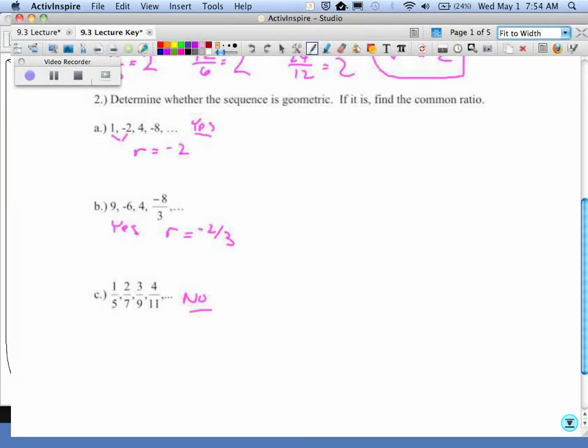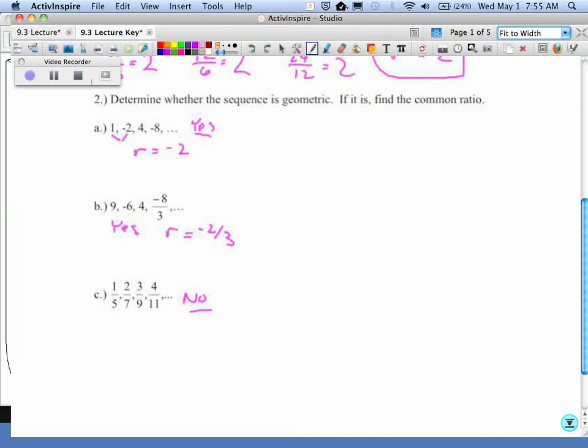Now with geometric, if the numbers are going up, you know that your R value is more than 1. And when I say that, it's like the absolute value is more than 1. But if the numbers are going down, you're thinking you're dividing by something, but that's multiplying by a fraction. That's what's causing it to go down.